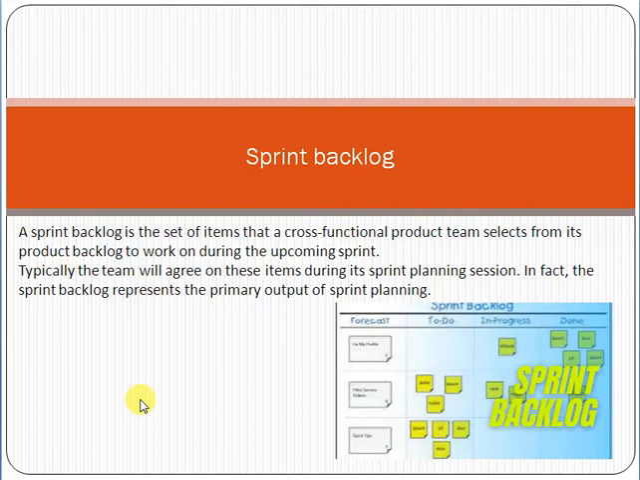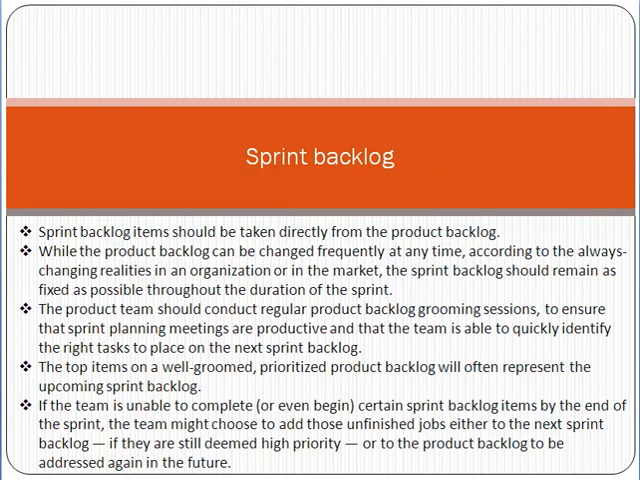So see, product backlog means all the requirements. The product backlog has 50 tasks or 50 stories. Now you have taken 10 tasks, 10 stories from the product backlog. The 10 tasks which we have taken from the product backlog will become the sprint backlog. That means you have to deliver those 10 stories to customers. So this is called a sprint backlog. Sprint backlog items should be taken directly from the product backlog.